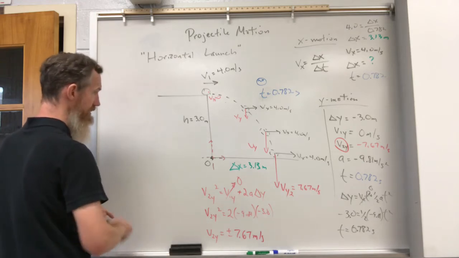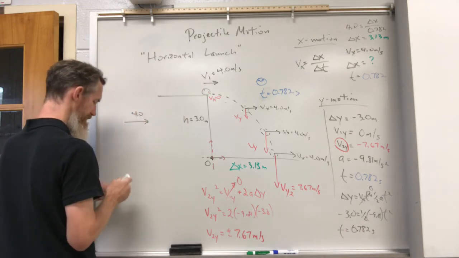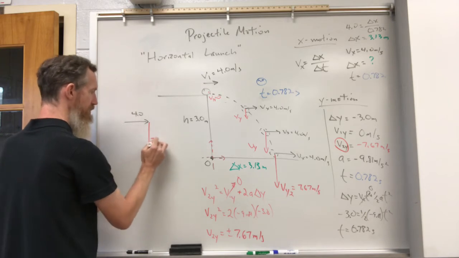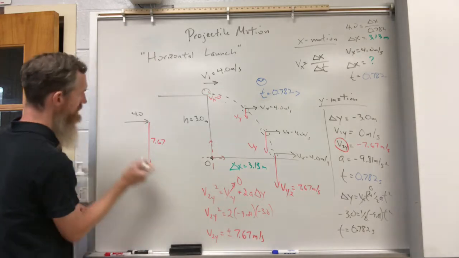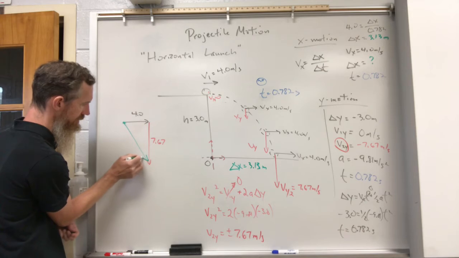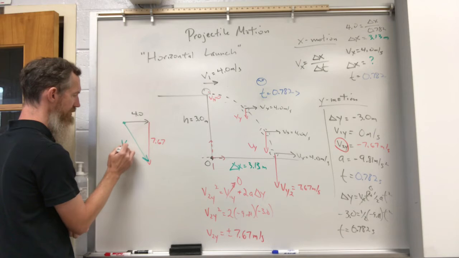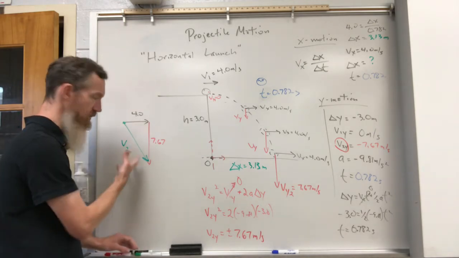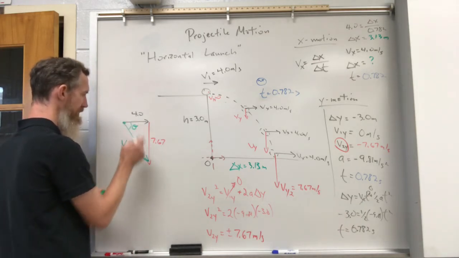Remember, it's this vector addition, so we're going to take the 4 meters per second, and we're going to add, head to tail, the 7.67 meters a second, and we are going to want the resultant velocity, which is from here to here, right? And this is going to be my Vy final. And I say V2, because that's my final velocity. It's not the x component, it's not the y component, it's just the overall velocity. And I'm going to want this angle.